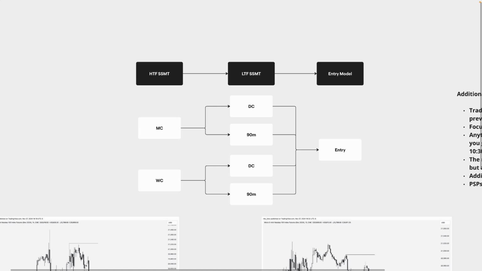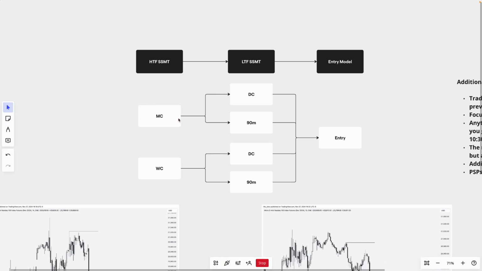So what I mean by this is we have a higher time frame sequential SMT, followed by a lower time frame sequential SMT, which is in line with the higher time frame one. So what it's doing is confirming the higher time frame one, pinpointing when the high time frame sequential SMT will come into effect. And then after that, we have our entry model.